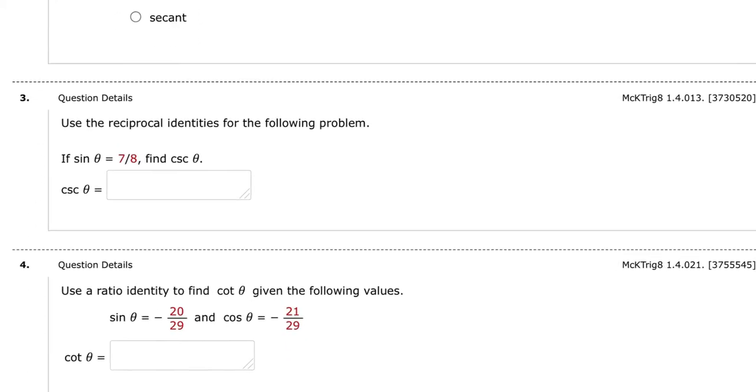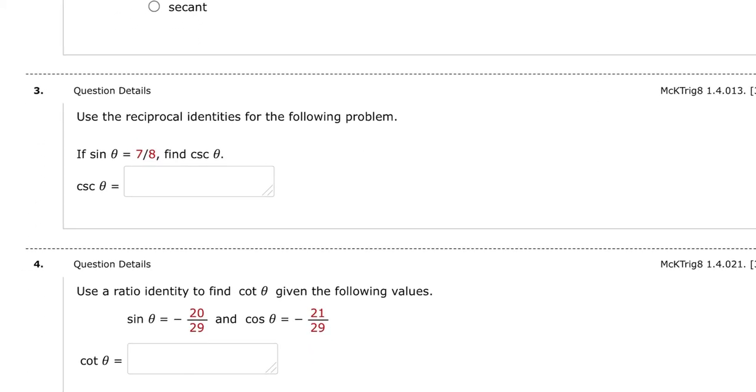All right, let's take a look at number 3. Use the reciprocal identities for the following problem. Well, we already know cosecant is the reciprocal of sine. So if the ratio of sine is 7/8, that means cosecant would simply be the reciprocal of 7/8, which is 8 over 7.